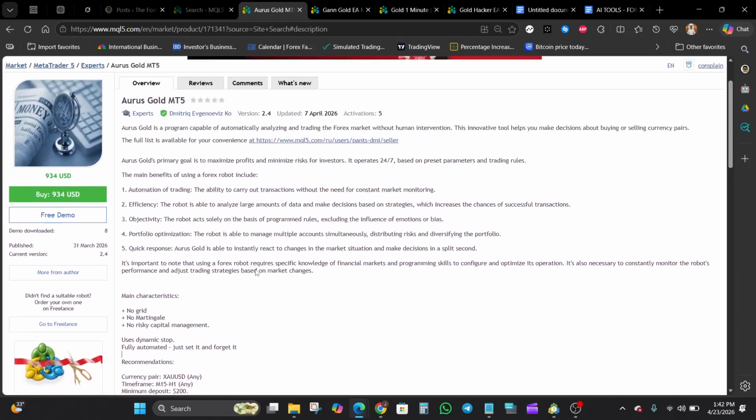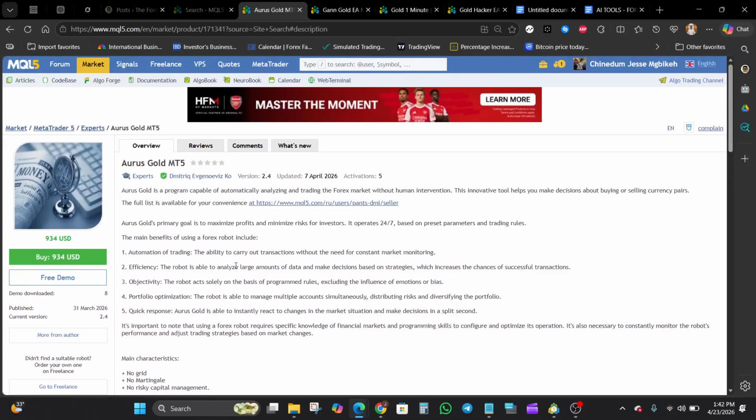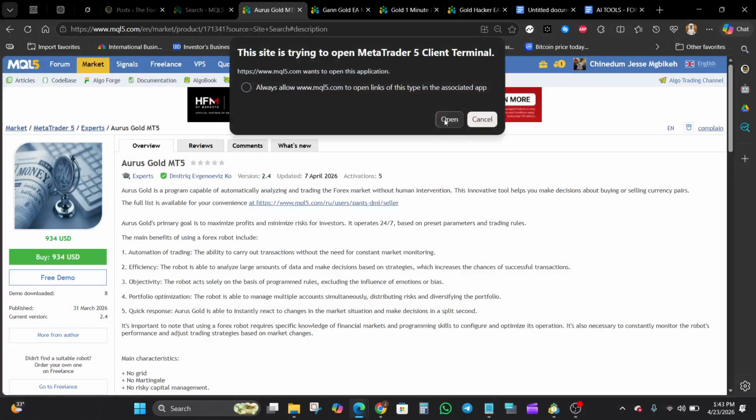All right, so what I'm going to do now is to move into the strategy tester so we can actually see how this EA behaves in real market conditions. I've already downloaded the free demo, so I have it on my MT5 already. If you want to do that, just click on this and click on this, and of course, click on open.